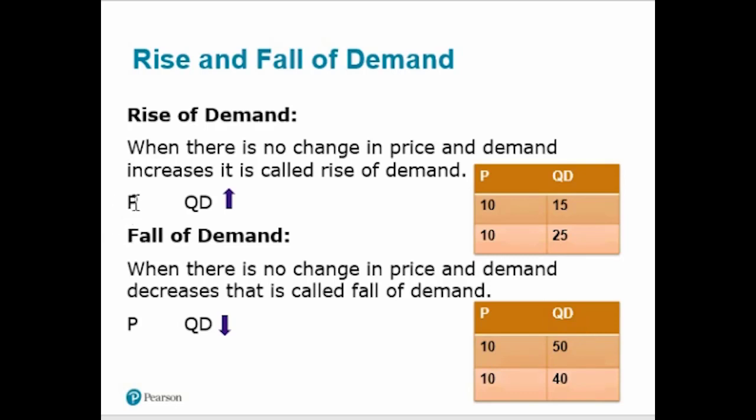Similarly, as we have written here, price is constant but demand increases, that is called rise of demand. Price is constant but demand decreases, that is called fall of demand. So now let's discuss all of these cases in a single graph. We will discuss now extension, contraction, rise and fall, or we can say movement and shifting of the demand curve in a single graph.